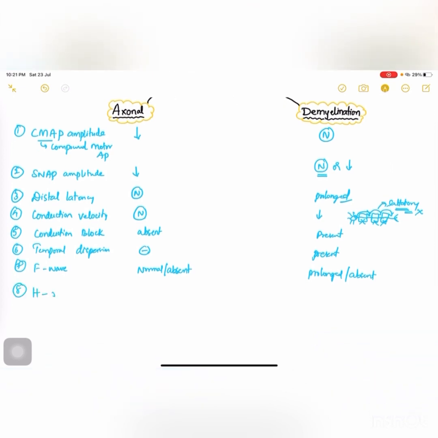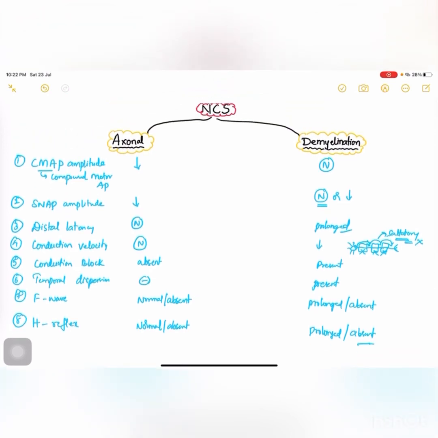Coming to H reflex. H reflex is whenever a muscle is stimulated, the impulse goes through the reflex arc to the spinal cord, and then from the spinal cord it again reaches the motor nerve. This is the H reflex. This H reflex is normal or absent in axonal neuropathy, whereas it is prolonged or absent in demyelinating neuropathy. So these are all the nerve conduction study differences pertaining to axonal and demyelinating neuropathies.